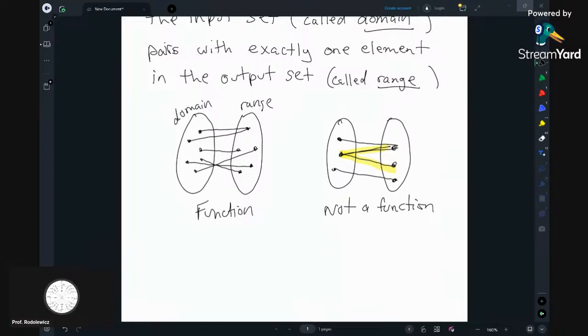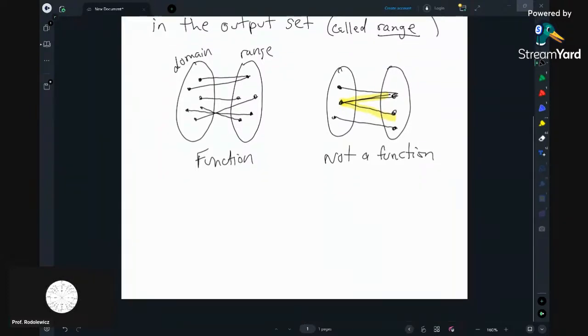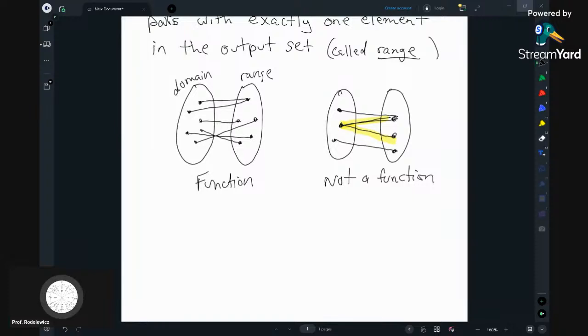Have you learned that before? Mhm. Cool. Like with the vertical line test. Vertical line test. That's coming up real soon.